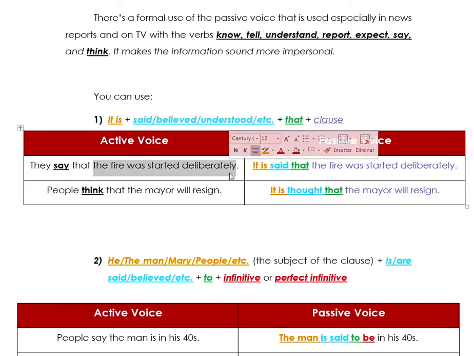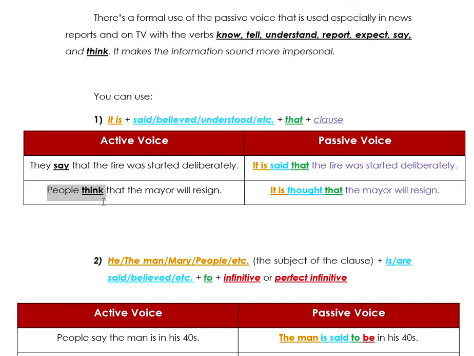Look at the second example. People think that the mayor will resign. Here we have the verb think. And I have to use it is. It is thought that the mayor will resign. Como tengo think, voy a utilizar el verbo think, pero en pasado. It is thought, cuando formo la voz pasiva, seguido de that y la oración. The clause, the mayor will resign. De esta forma hacemos que la voz pasiva suene mucho más formal, mucho más impersonal y mucho más neutral.